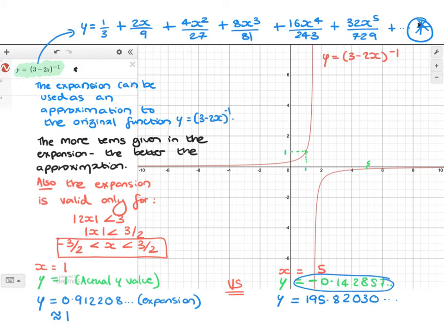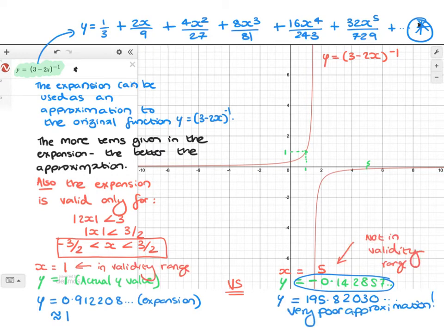So you can see, if you choose an x value that's not within the validity condition, the binomial expansion does not give a good approximation to the true y value, no matter how many terms you include in your expansion. So this is essentially what we mean by an expansion having a set of validity conditions attached to it.